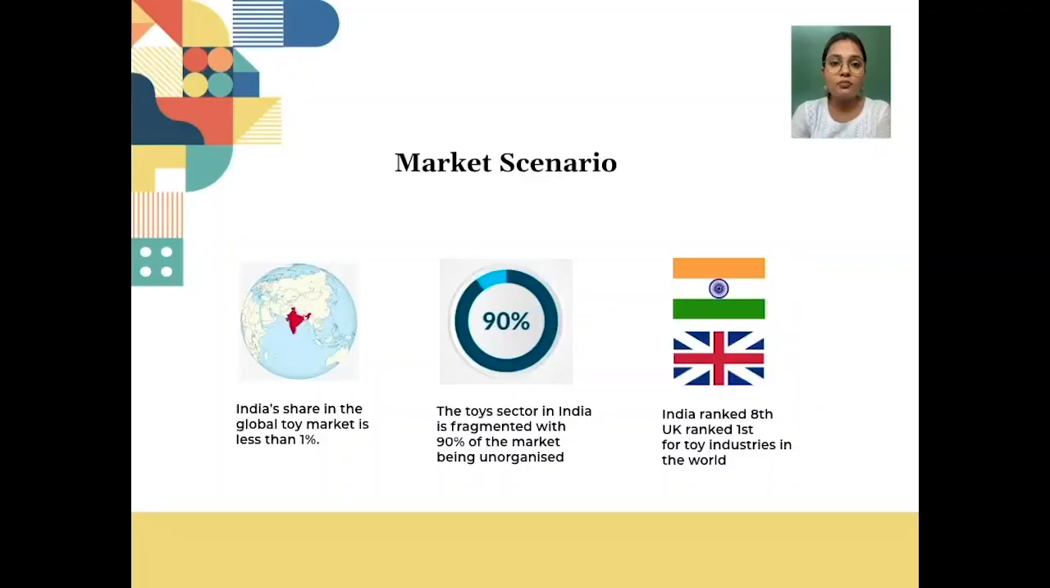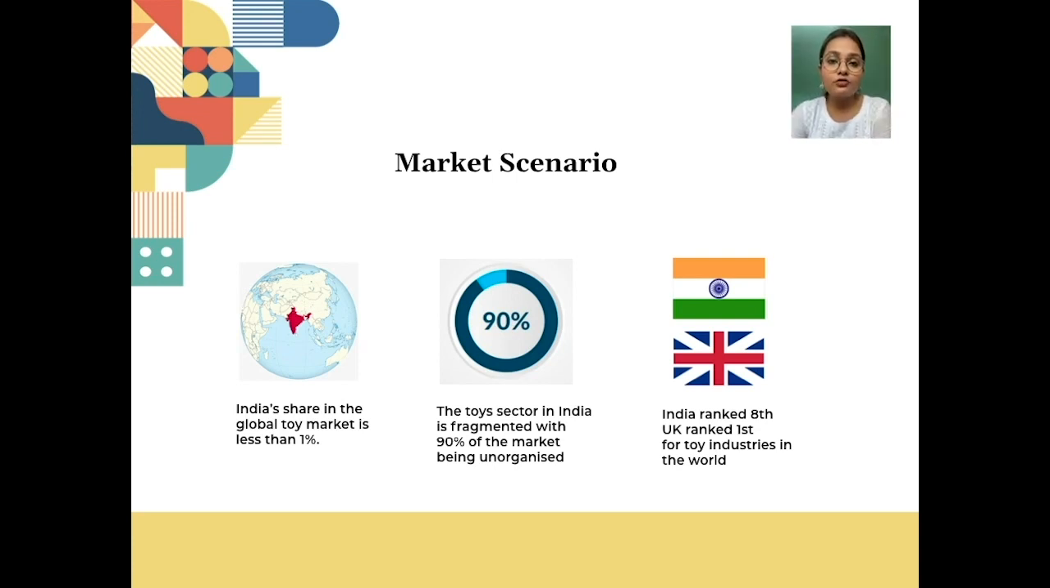Now, talking about the market scenario, India's share in the global toy market is less than 1%. Can you imagine that for the second most populated country in the world? This indicates potential for growth. The toy sector in India is fragmented, with 90% of the market being unorganized, and only 4,000 toy manufacturing units from the micro, small, and medium enterprises sector.